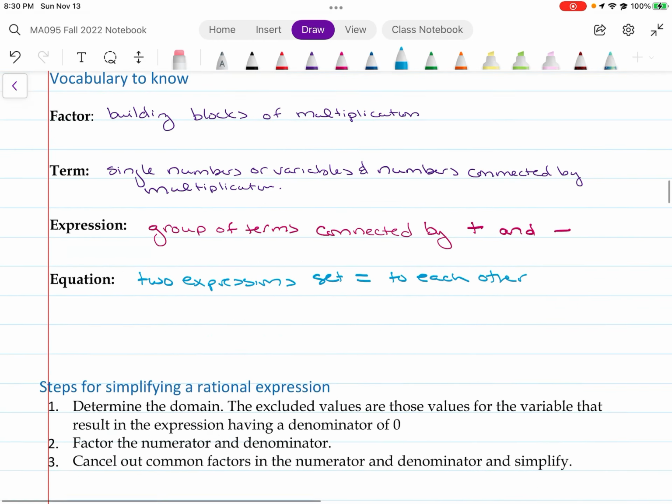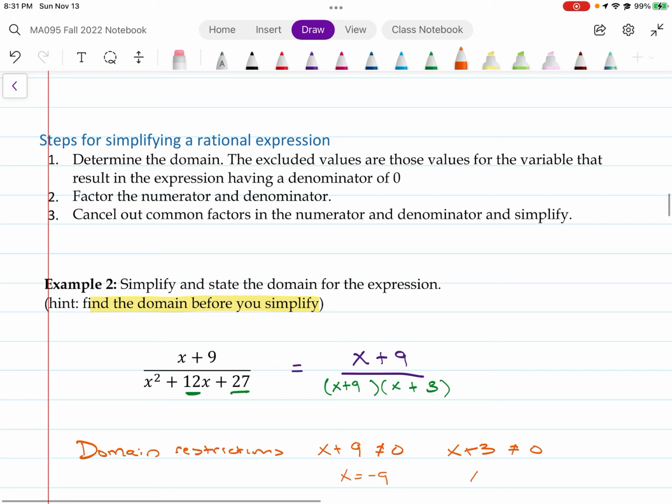All right, so first let's think about what the domain is going to be. The domain restrictions are going to be x plus 9 cannot equal 0, and x plus 3 cannot equal 0. So x cannot equal negative 9, and x cannot equal negative 3. Okay, so those are the domain restrictions.